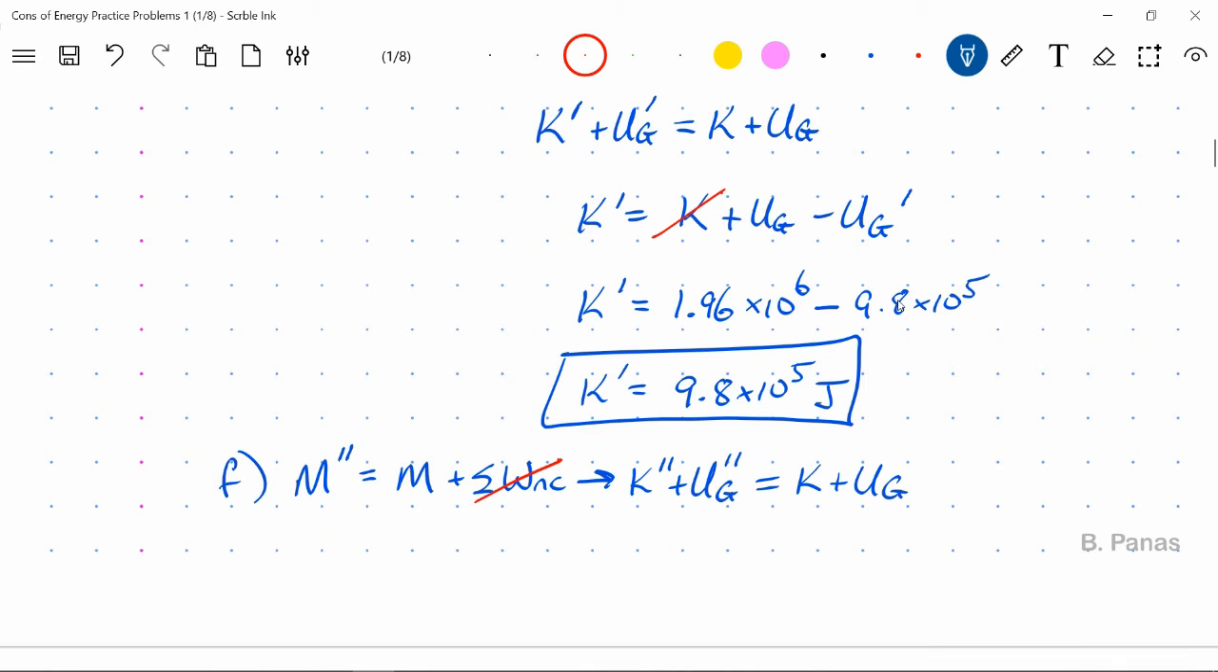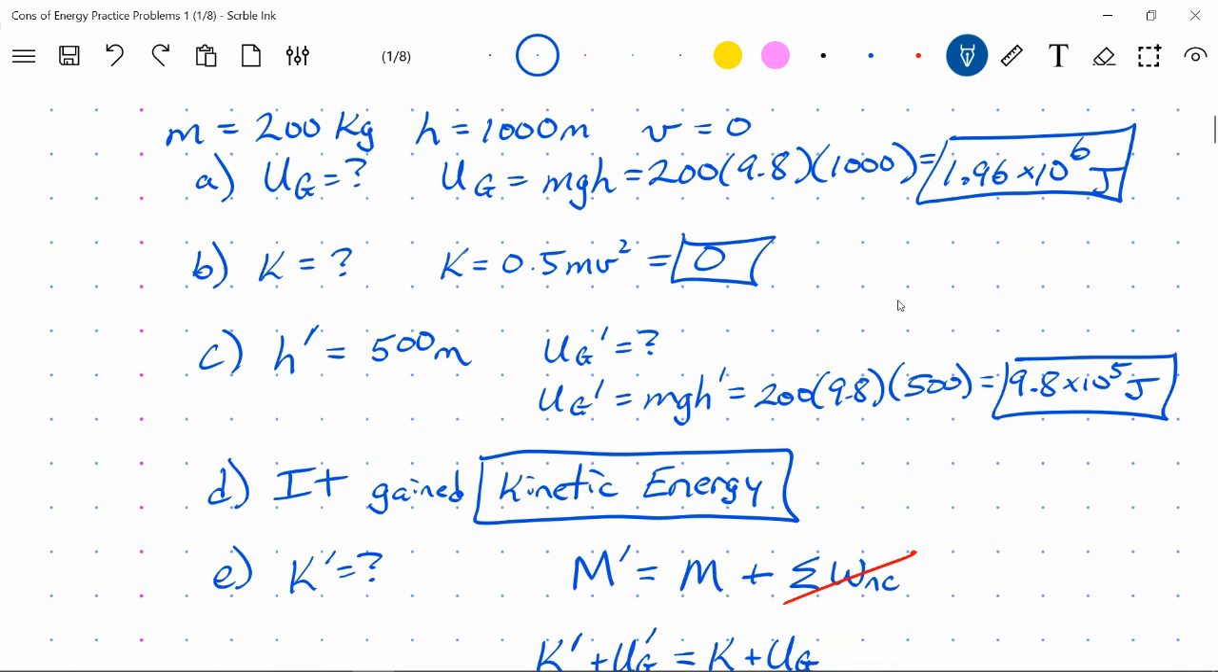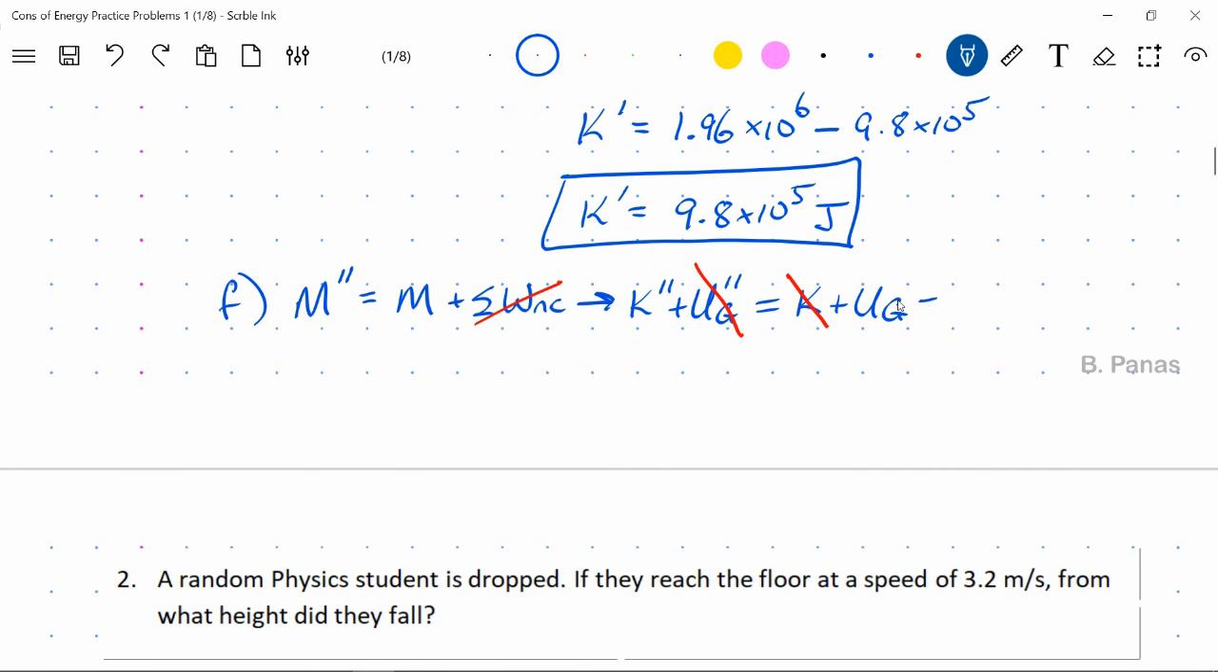We know that for part F, we made it all the way down to the ground, so our height is 0. And we also know that we started from rest, so there was no kinetic energy. What that means is the kinetic energy that we end up with, just before we hit the ground, is equal to the gravitational potential energy that we started with at the very, very beginning. And we already know that was our answer to part A, 1.96 million joules. So that's really it for part F.